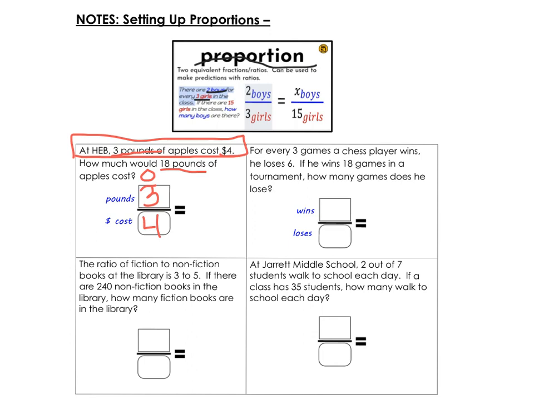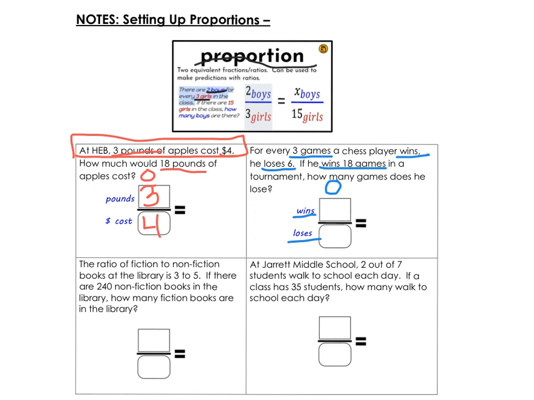Again, we're going to focus on just setting up that original ratio. And if you notice, my labels are already done for me. We're going to be comparing wins to losses. Okay, so wins to losses. It says for every 3 games a chess player wins, he loses 6. If he wins 18 games in a tournament, how many games does he lose?